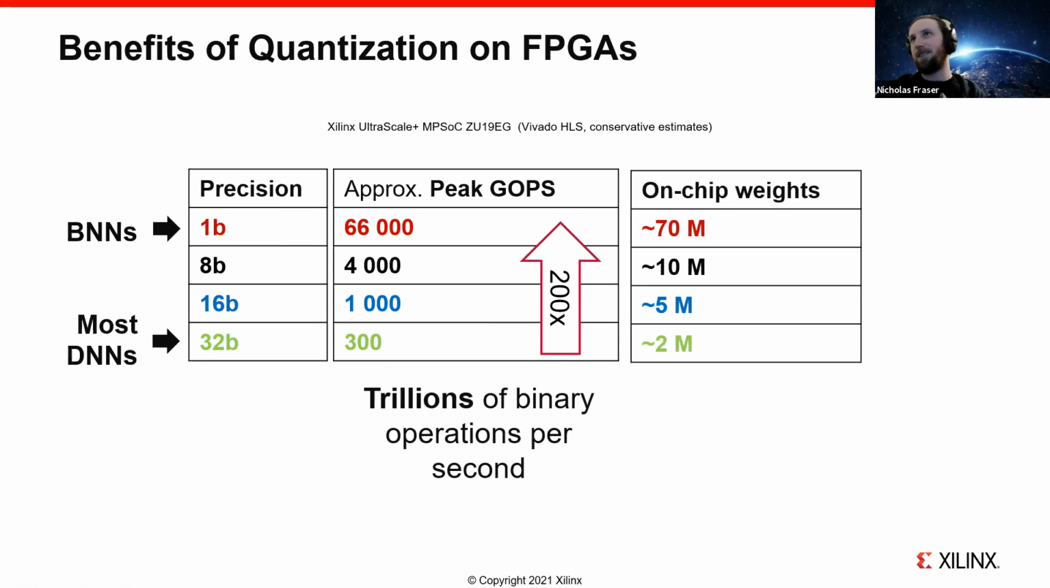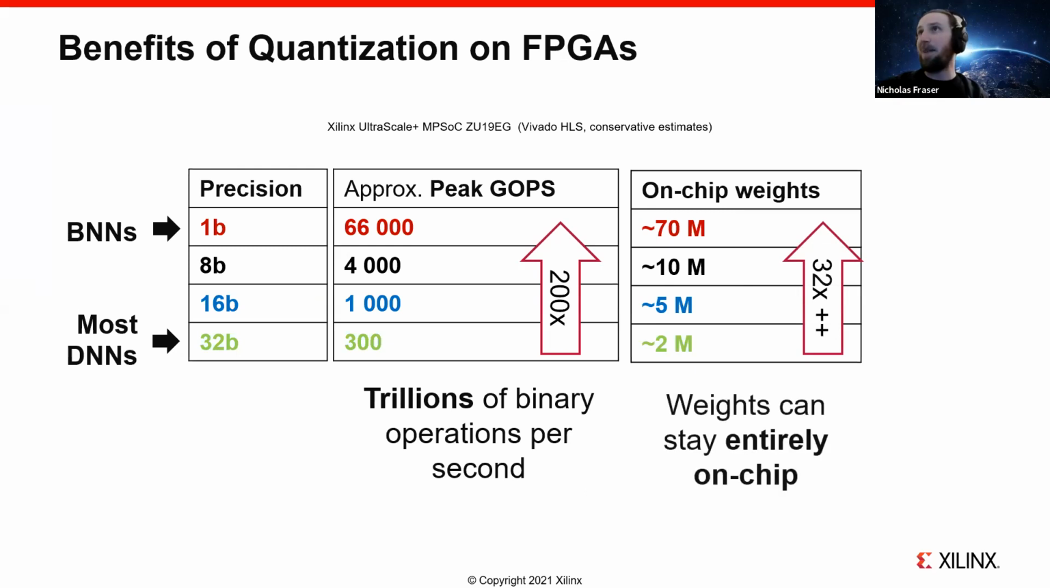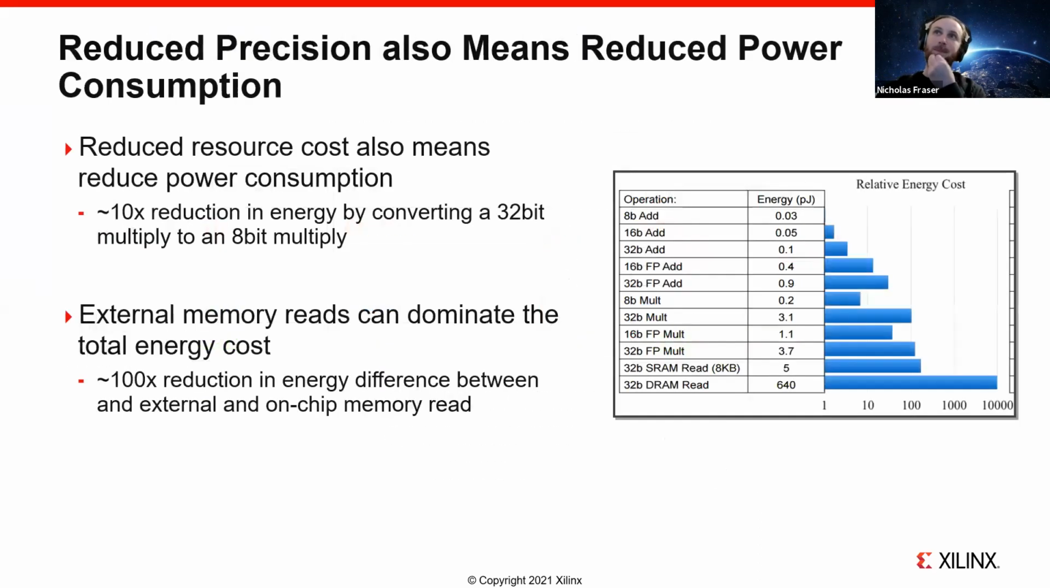Similarly, on the memory side, if we're just looking at the weights in the neural network, for this particular device, if we are storing our weights as 32-bit floating point weights, we could fit maybe 2 million weights on chip. And if we binarize those, we're going to reduce this by a factor of 30. We're going to end up being able to store around 70 million weights on chip, right? And so this may mean that actually for our particular neural network we're trying to deploy, our weights may be able to stay entirely on chip, right? And this has some advantages that I'm going to talk about in the next slide.